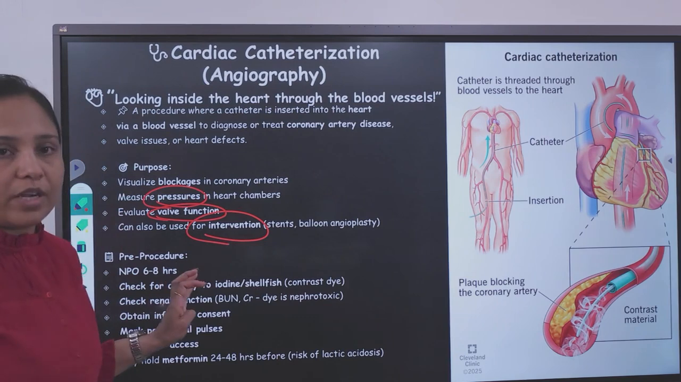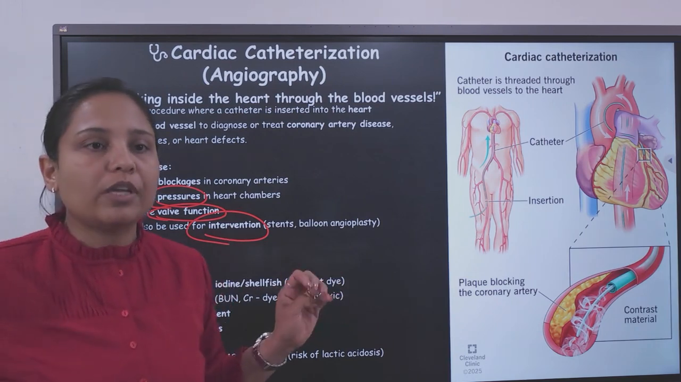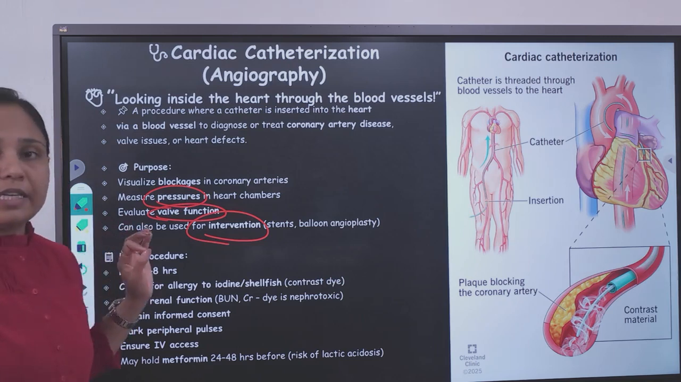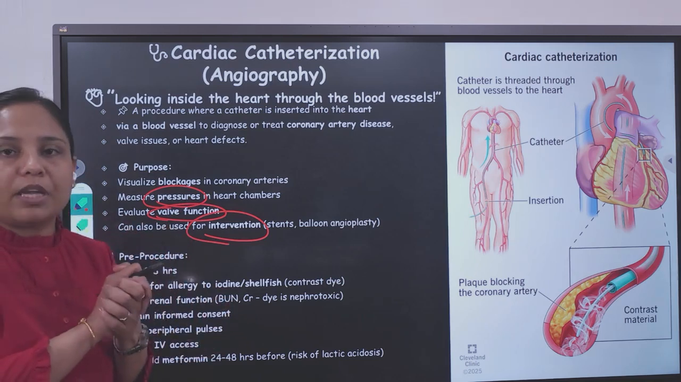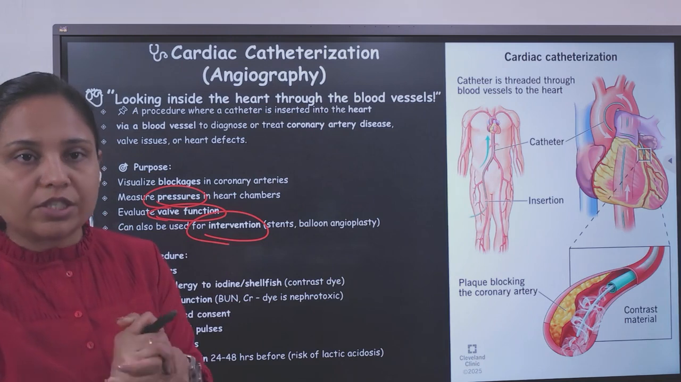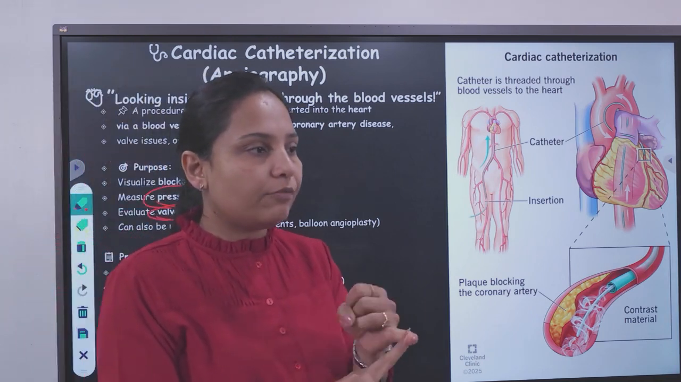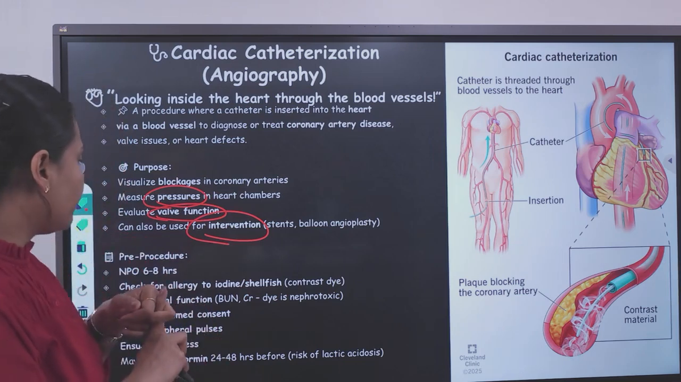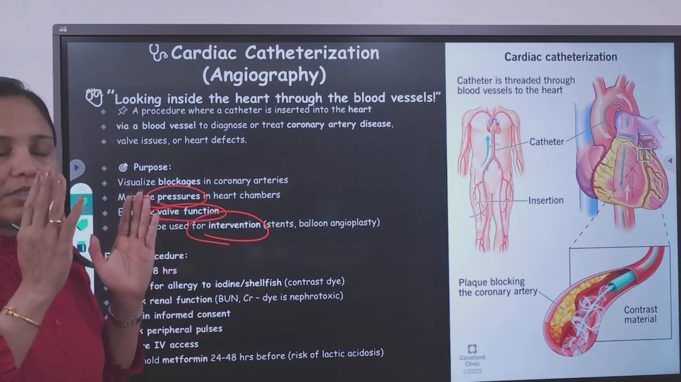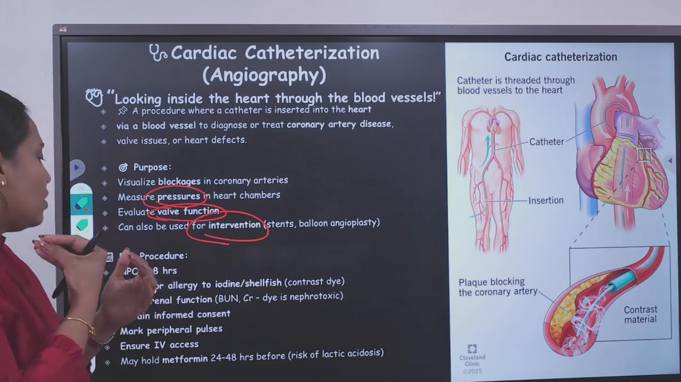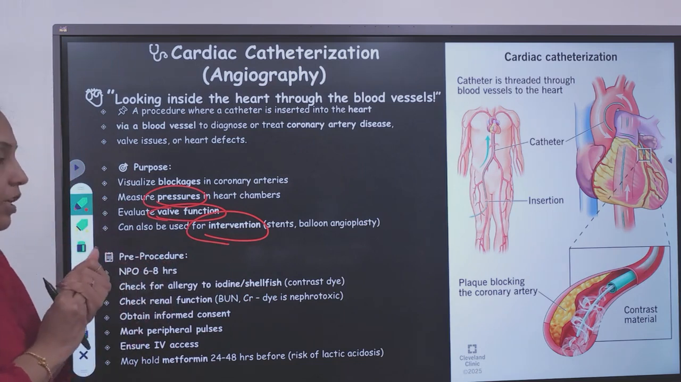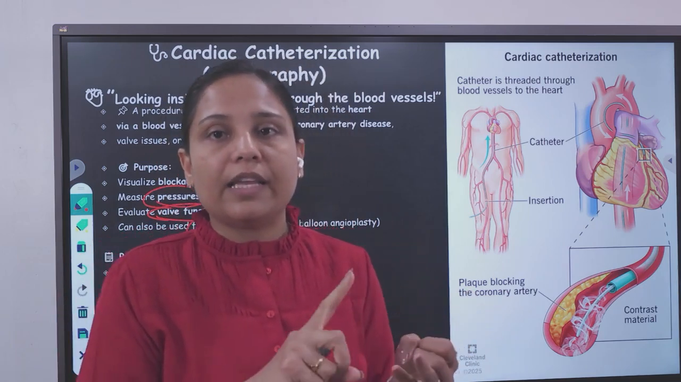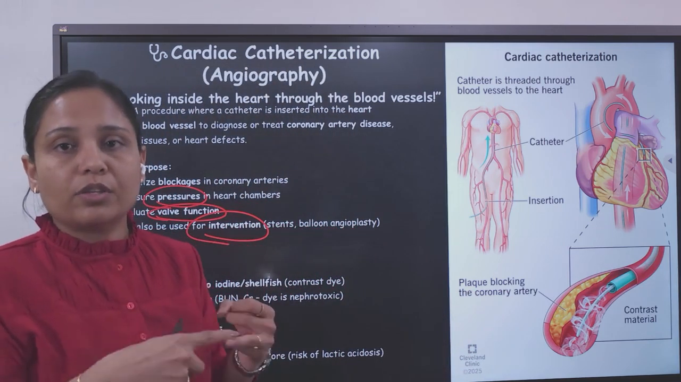So pre-procedure, what is the pre-procedure? In the pre-procedure we are going to keep the patient NPO. We are going to insert the dye, so we check the patient for dye allergy, whether you have any allergy to shellfish, seafood, or iodine. And we can tell the patient about the symptoms they are going to experience, like a flushed feeling and a metallic taste in the mouth, so that we can inform them.